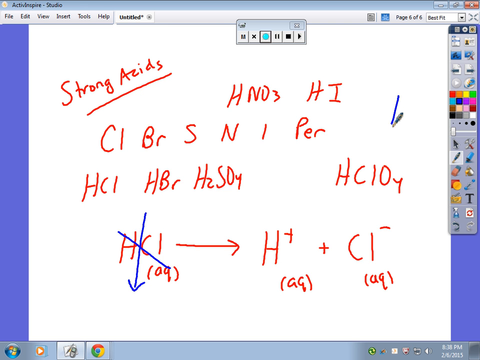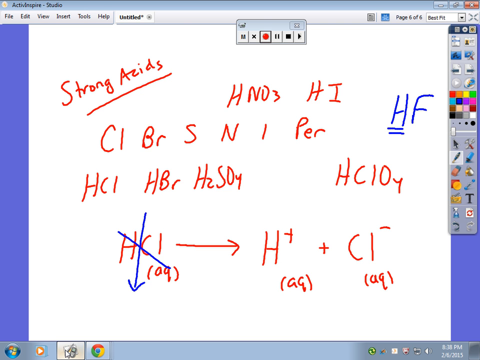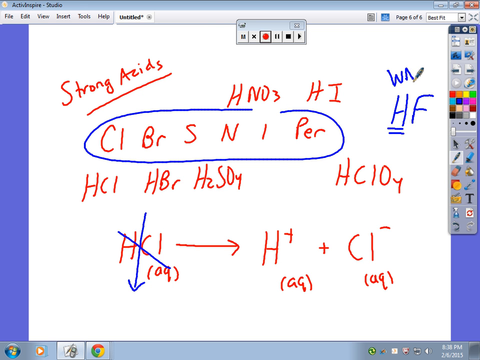So if I said HF, is HF an acid or a base? It's an acid. According to what theory? The Arrhenius theory. Why? Because in the Arrhenius theory, what happens? You're talking about hydrogen ions in water and OH ions in water, right? Correct? So is it a strong acid? Nope. How come? Because it's not a clobber sniper. It's not one of these. So this is a weak acid.